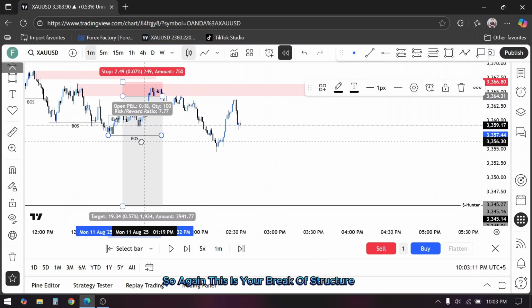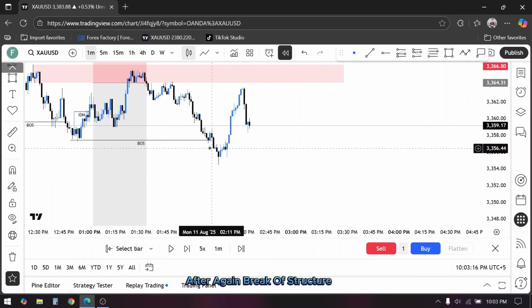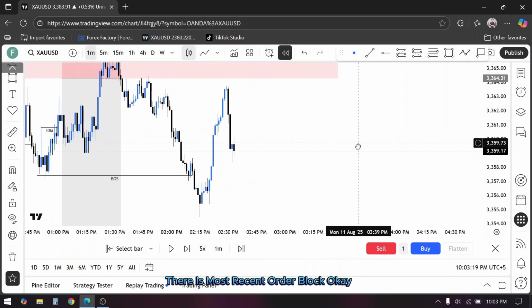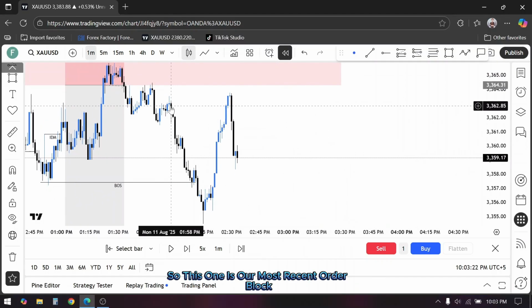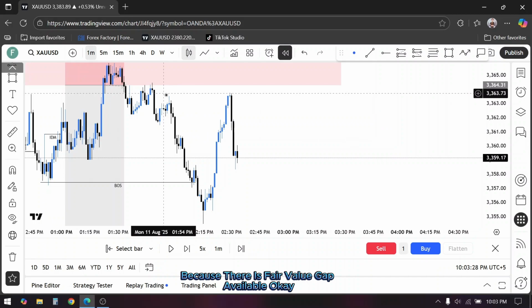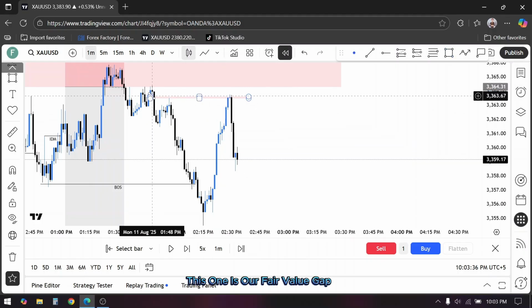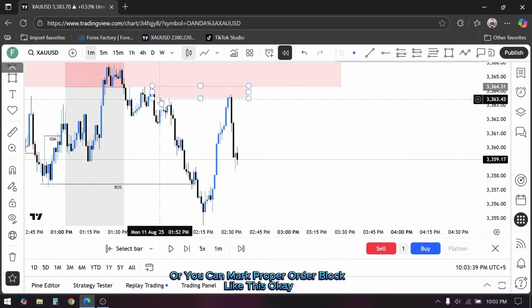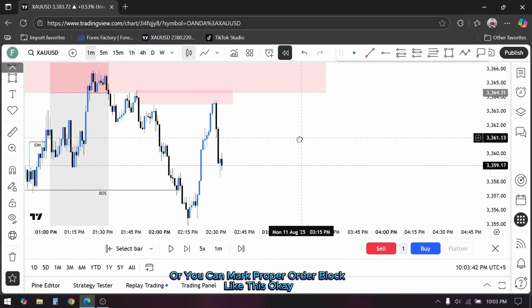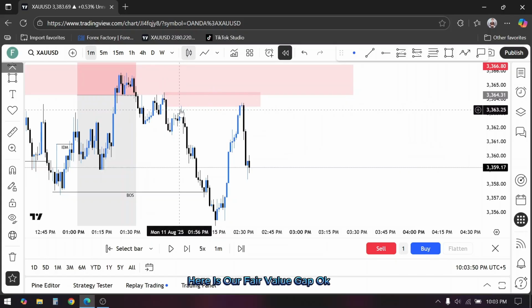So again, this is your breakout structure. Structure mapping is very important. Okay, after again breakout structure, where is most recent order block? So this one is our most recent order block, or you can mark this because here is fair value gap available. Okay, so you can mark this one like this one is our fair value gap, or you can mark proper order block like this. Okay, because previously all fair value gap, all gaps are fulfilled. Okay, here is our fair value gap.